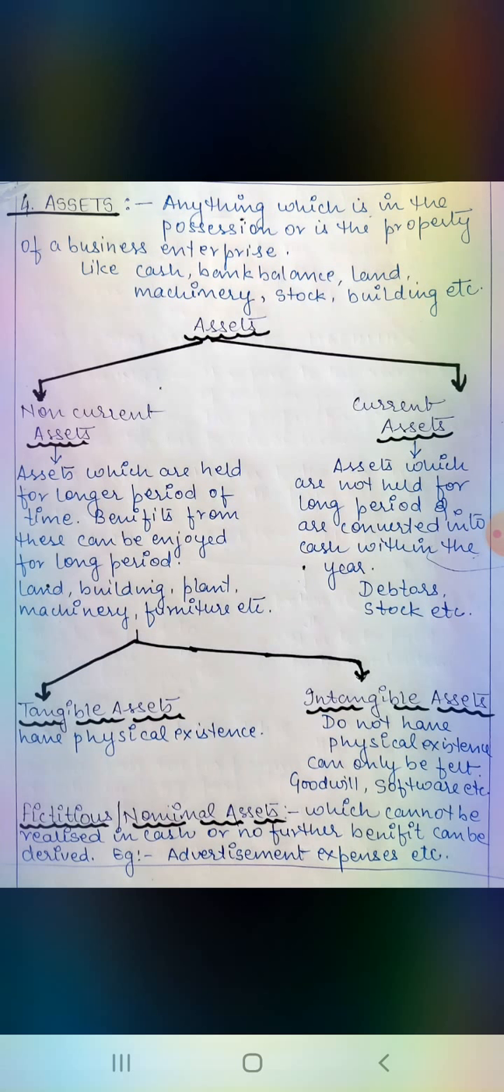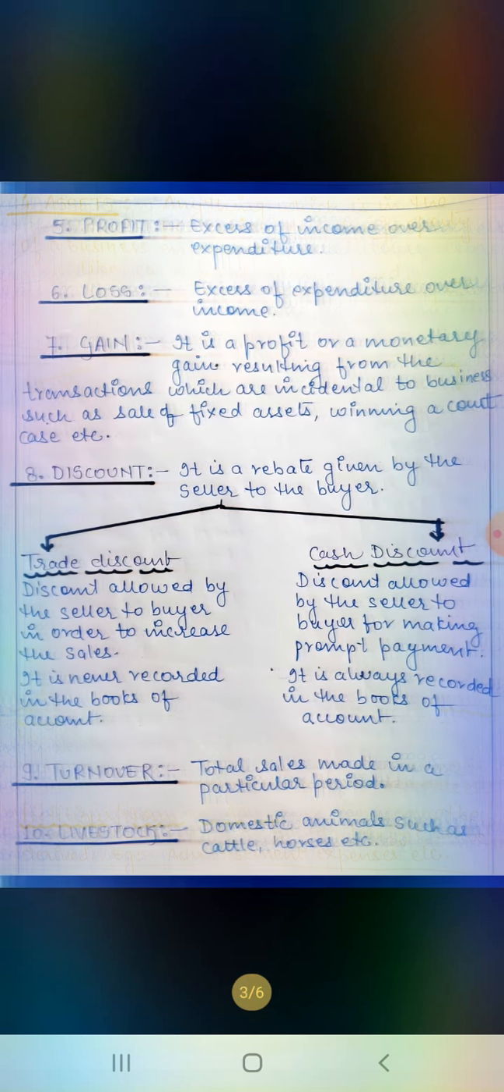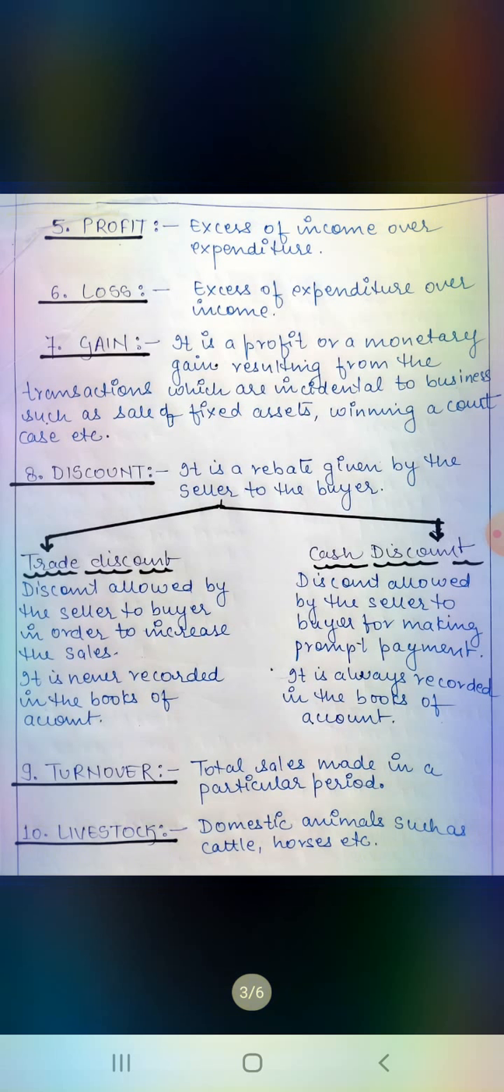So assets are of two types, fixed assets and current assets. Fixed assets are also known as non-current assets. Non-current assets are further classified into two, that is tangible and intangible. And one more asset is there which is known as fictitious or nominal assets. Now moving ahead, the next term is profit.